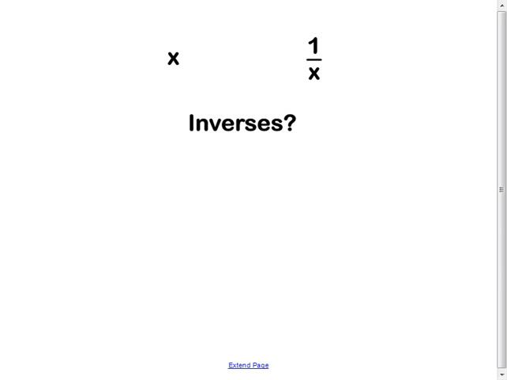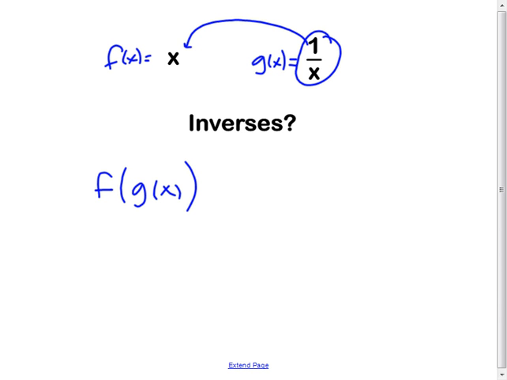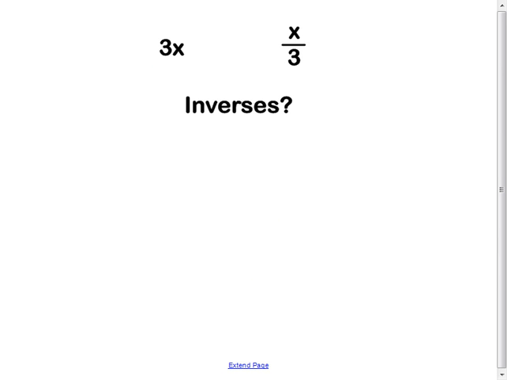Are these inverses? Again, I will call this f of x and this g of x. And if I find f of g of x, I'm going to take this equation and plug it in here. Well, when I take that equation and plug it in there, then I get 1 over x. And 1 over x does not equal x. So no, this is not an inverse. These are not inverses of each other.